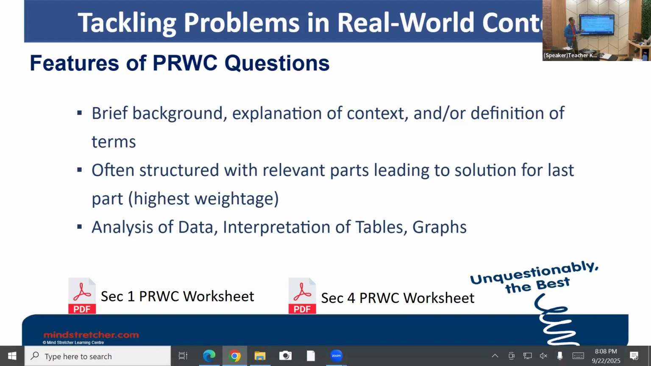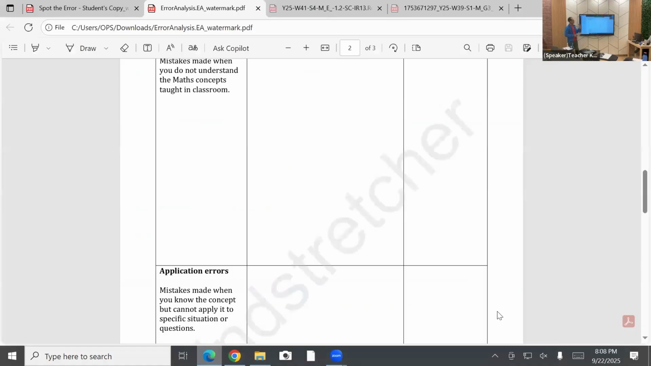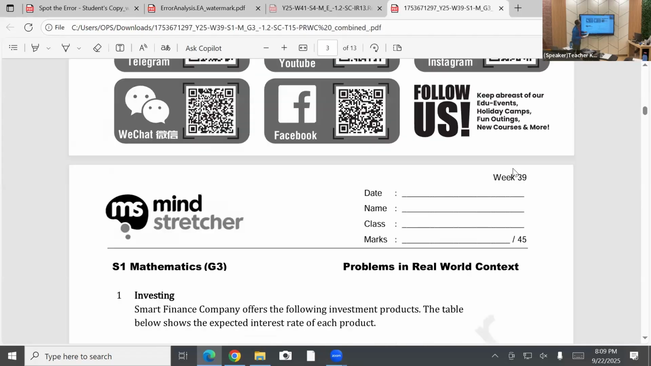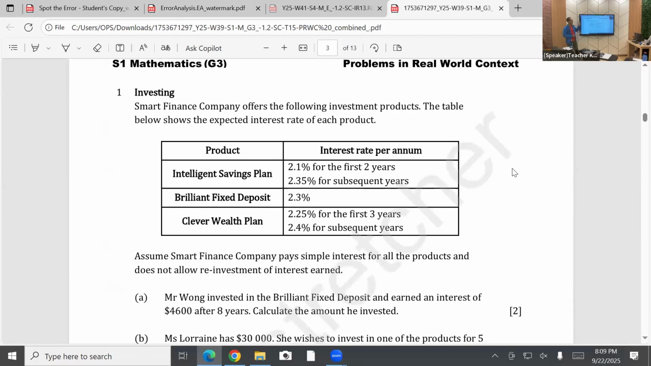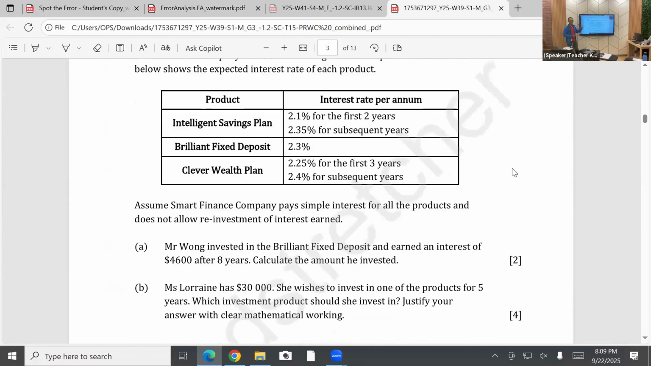And you also need to be able to analyze data and interpret tables and graphs as well. Okay, so I have these two worksheets here, for those who are taking maths in MindStretcher, for Set 1. This is just an example of how it looks like for your paper. You guys are taking maths with us? Yeah. So probably this set of worksheets you have already covered, a few weeks ago, right?